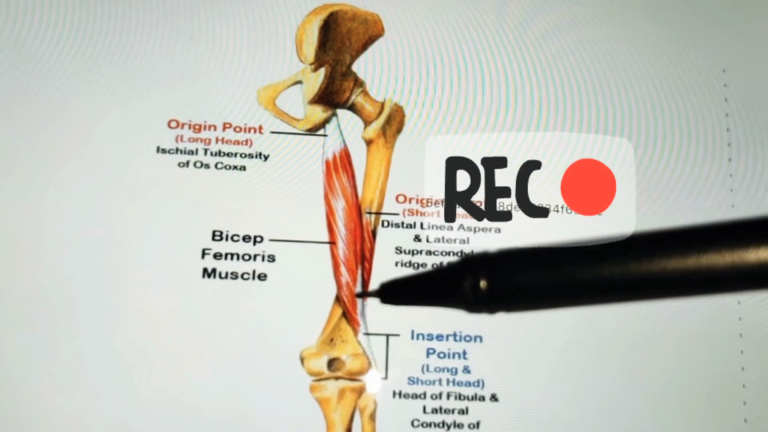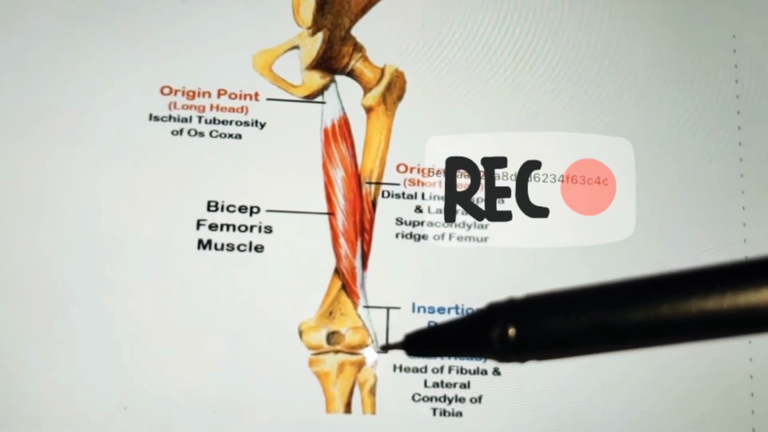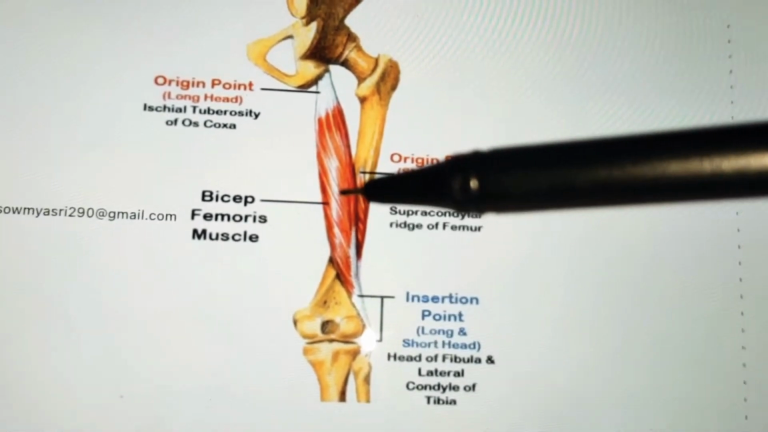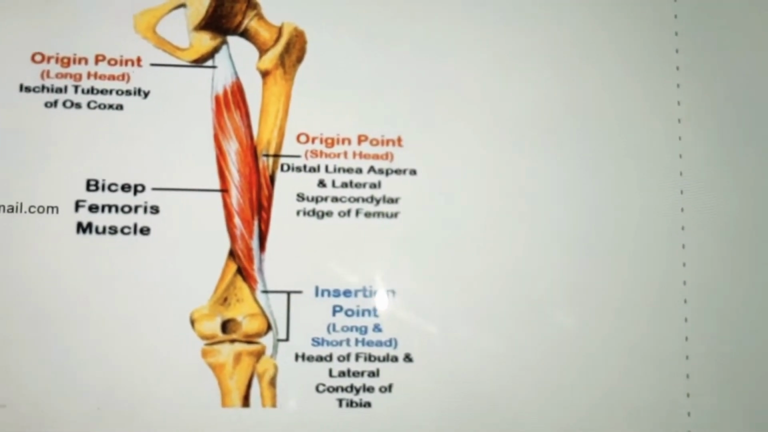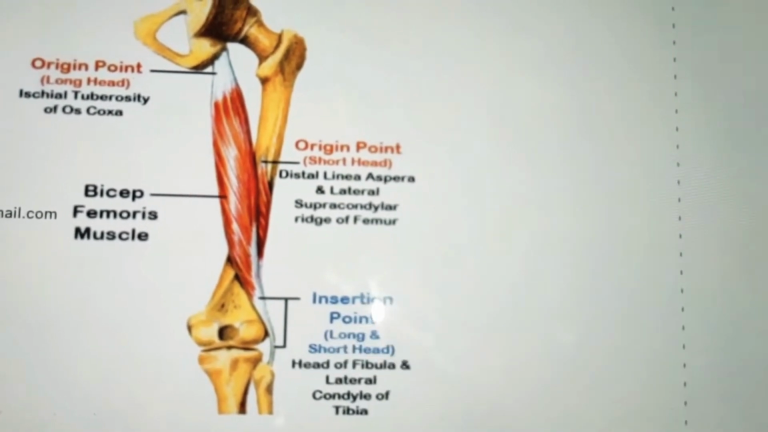And you can see the tendon of this biceps femoris is attached to the head of fibula. Not only the attachment of this biceps femoris muscle, there is also attachment of the fibular collateral ligament to the head of fibula.